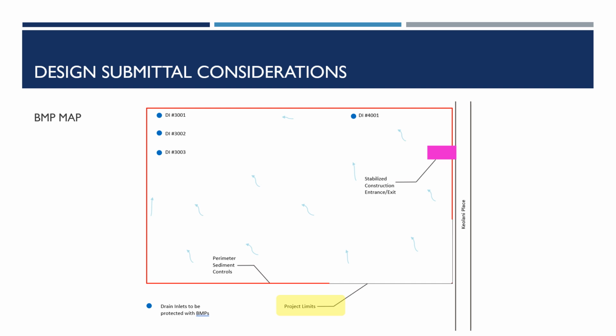Design submittal considerations. The next few slides include important considerations for designers to keep in mind as they prepare the documents for the design review process. A BMP map or maps shall be submitted with site-specific BMPs. Utilizing the project's Erosion and Sediment Control Plan, ESCP, sheets may suffice but must include all project areas that require construction BMPs.